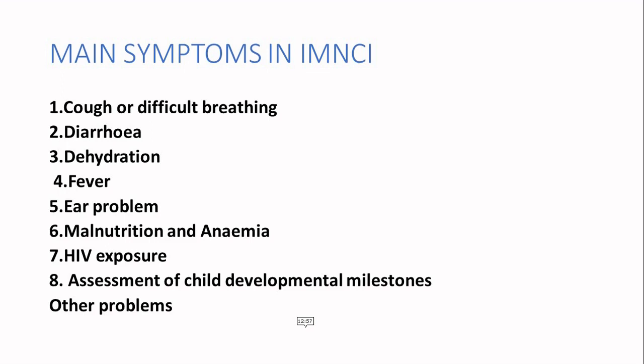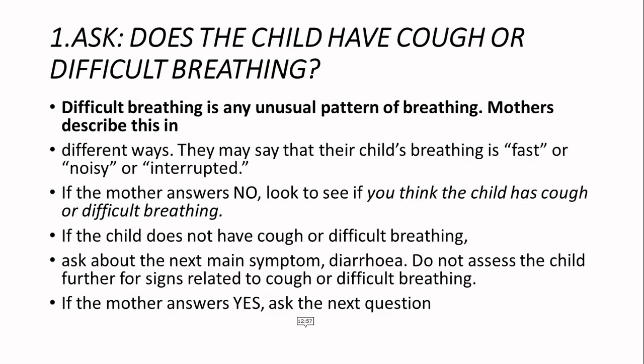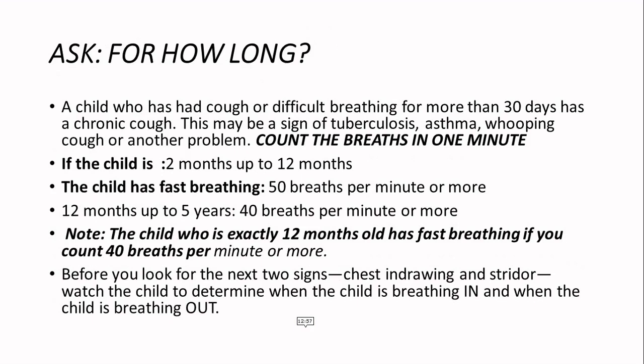Other problems. 1. Ask, does the child have cough or difficult breathing? Difficult breathing is any unusual pattern of breathing. Mothers describe this in different ways. They may say that their child's breathing is fast or noisy or interrupted. Ask, for how long? A child who has had cough or difficult breathing for more than 30 days has a chronic cough. This may be a sign of tuberculosis, asthma, whooping cough or another problem.